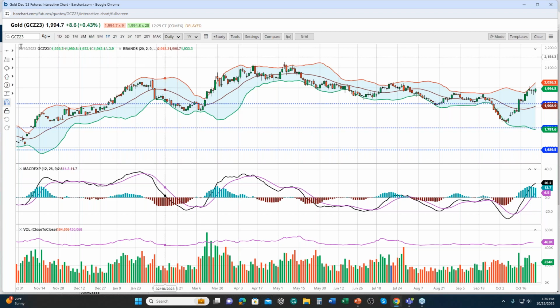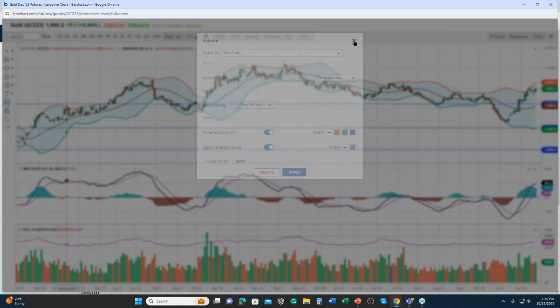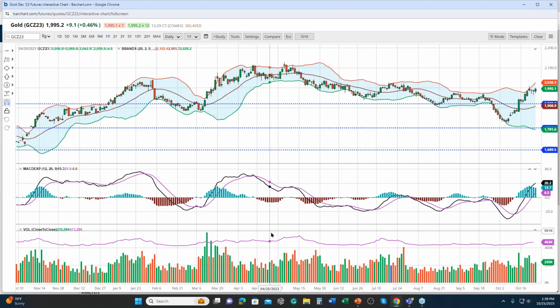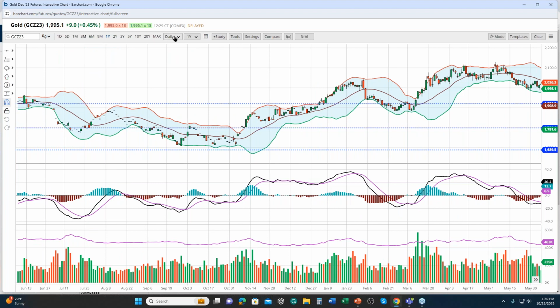Now, this is a futures market. And so down here on volume, you will notice that there is this pink line. This pink line represents, as you can see here, for futures contracts, open interest. But if we look at an equity, it will give us a moving average, which is a nice tool to have as well. So let's go back to our case study.